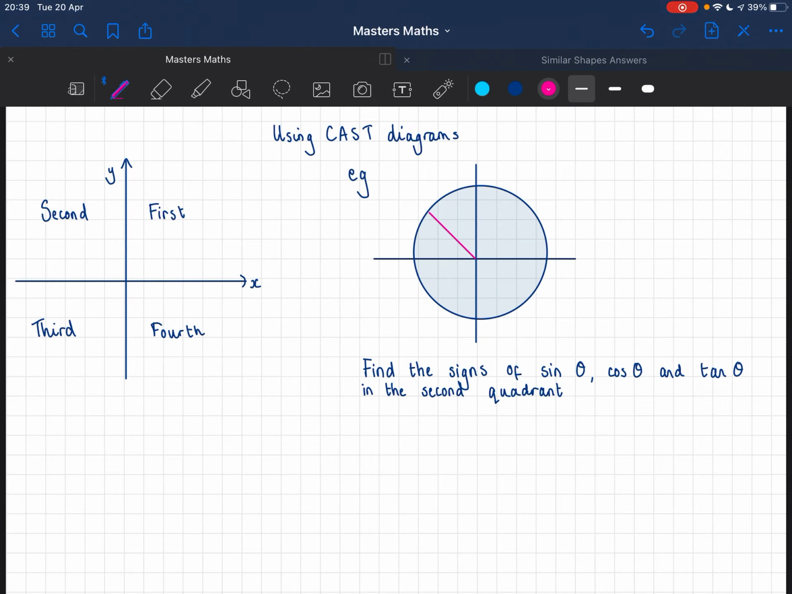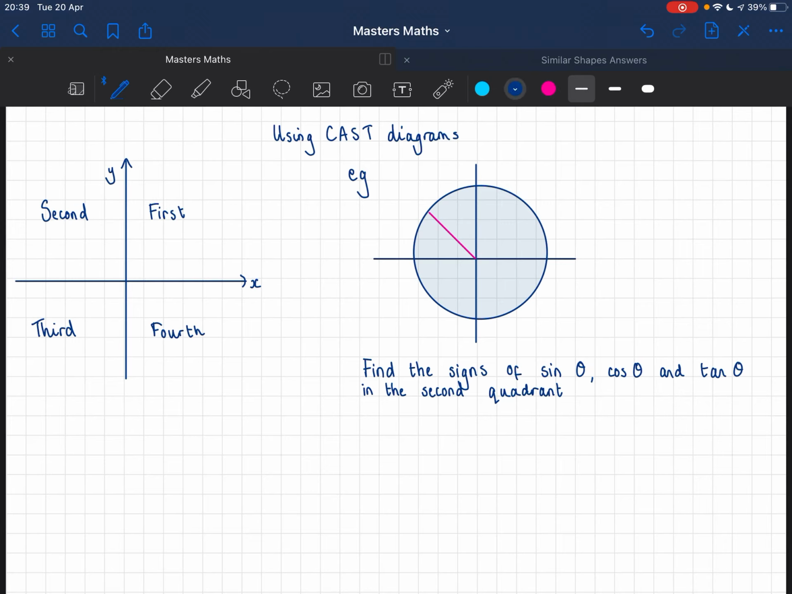Now, remembering that sin is our Y value. I can't remember that I've got that the right way around. Sin is the Y value. Cos is the X value. And tan is the gradient of the line. So looking at this diagram, sin is the Y value, and our Y value is still positive in the second quadrant.